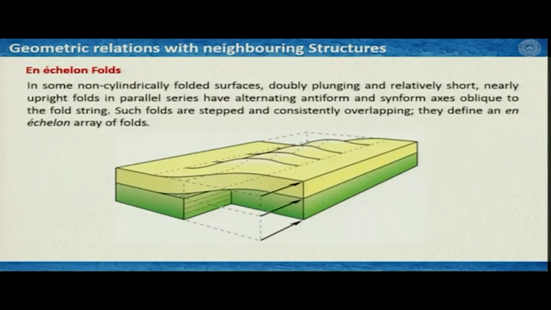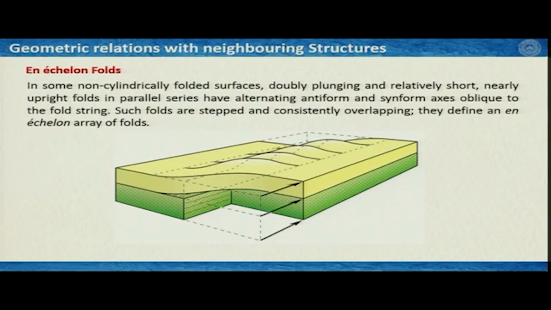Now, then there is another type of folds which is known as en échelle fold or en échelon fold. This is a French word, I do not know how to pronounce it properly, but most likely en échelle fold. So, it is a very special type of folds in some non-cylindrically folded surfaces or doubly plunging and relatively short, nearly upright folds. If you see in a parallel series, they have alternating antiform and synform axis oblique to the fold string, and these folds are stepped and consistently overlapping to each other, and they define an en échelle array of folds and known as en échelle fold.